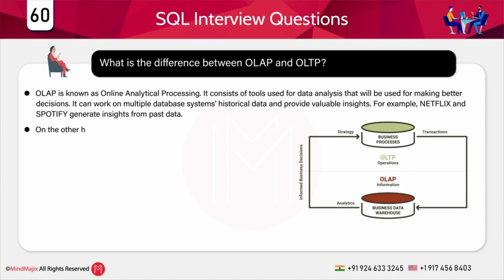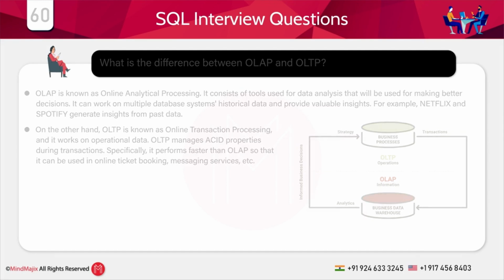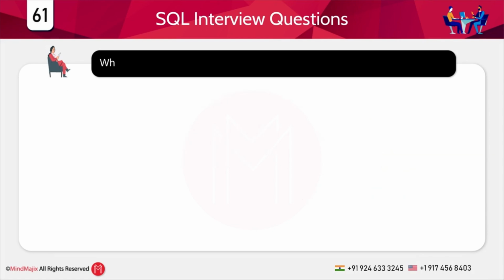Now if we talk about OLTP, OLTP means online transaction processing, and it works on operational data. OLTP manages ACID properties during transactions. I hope you remember the ACID properties that we discussed in the difference between SQL and NoSQL databases. Specifically, it performs faster than OLAP, so it can be used in online ticket booking, messaging services, and so on.